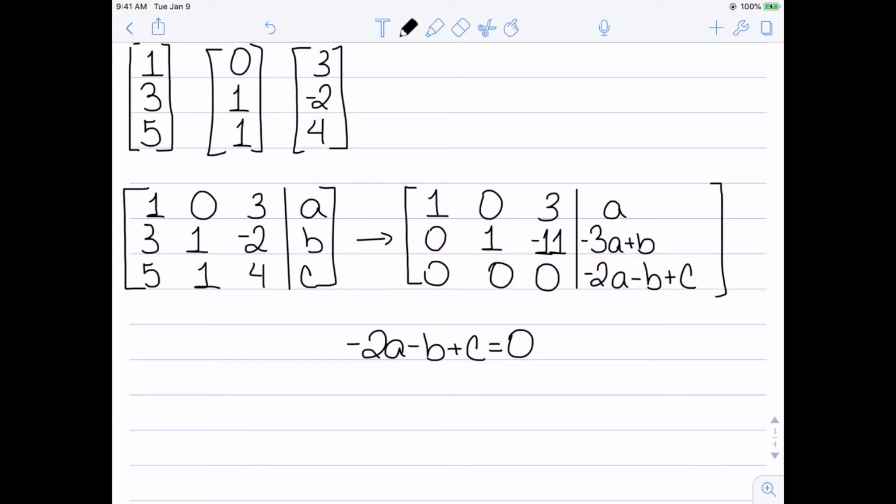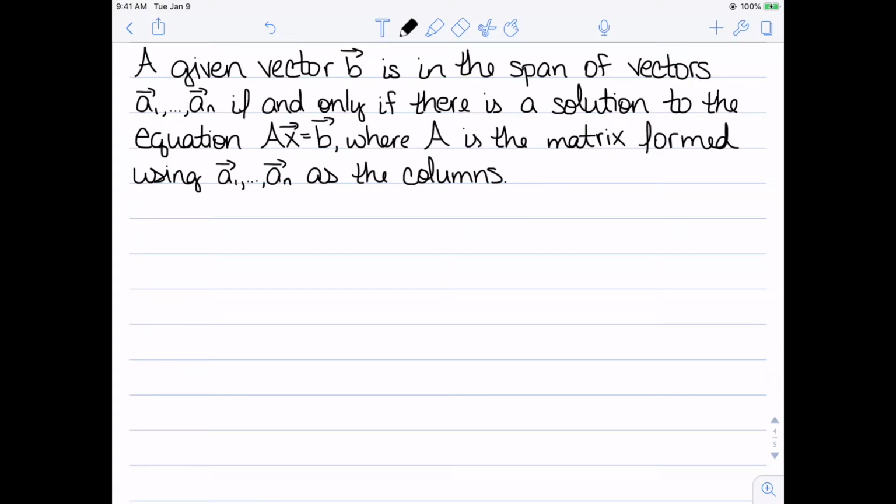So our condition for the vectors is that we need to have negative 2a minus b plus c equal to 0 for the vector to be in the span. So these examples have been using the idea of this theorem. A given vector b is in the span of vectors a1 through an if and only if there's a solution to the equation Ax equals b, where A is the matrix formed using a1 through an as the columns. Like I said, this is the theorem that we've been using in our previous examples, so let's see if we can prove it.